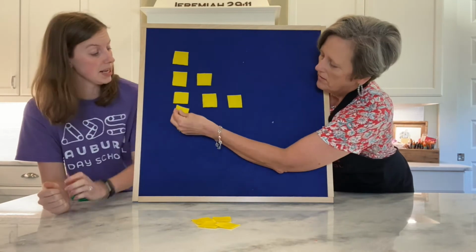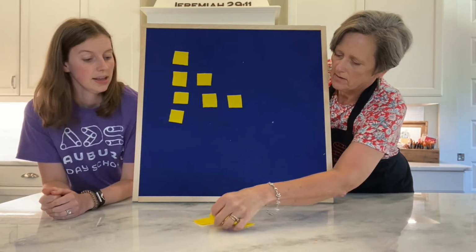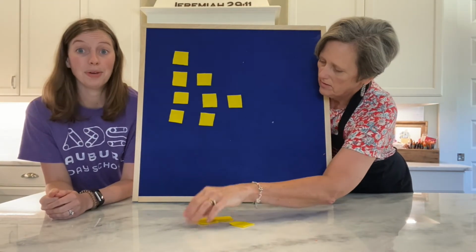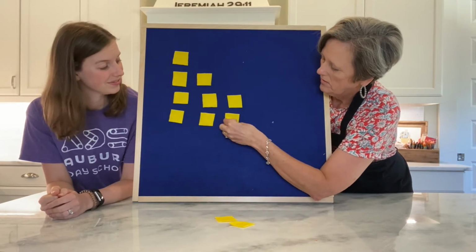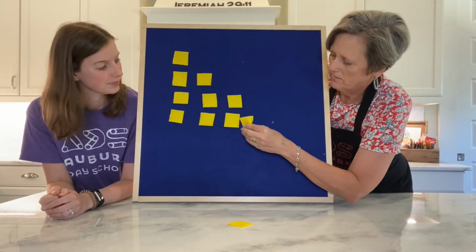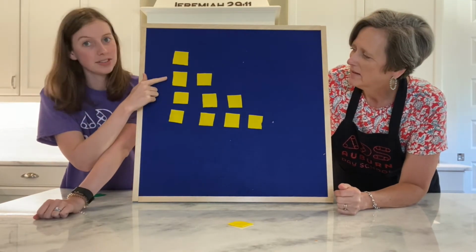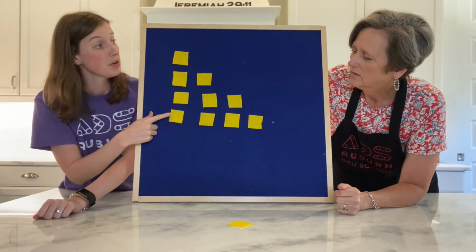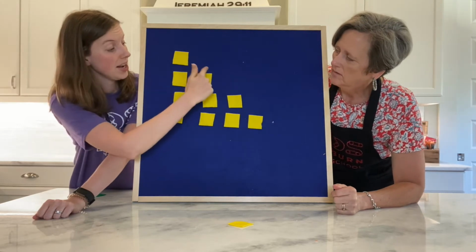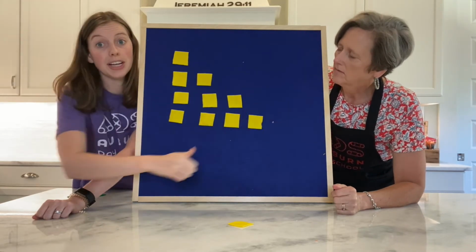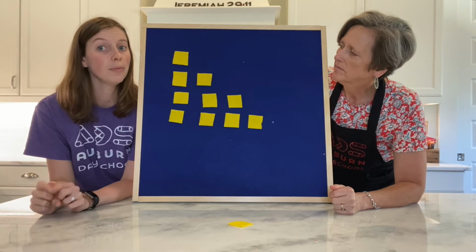We want to repeat, and then we're going to add one more. Very good. So we have 1 yellow, 2 yellows, 3 yellows, 4 yellows. Can you see how the line gets longer and bigger each time? Because we add one more.